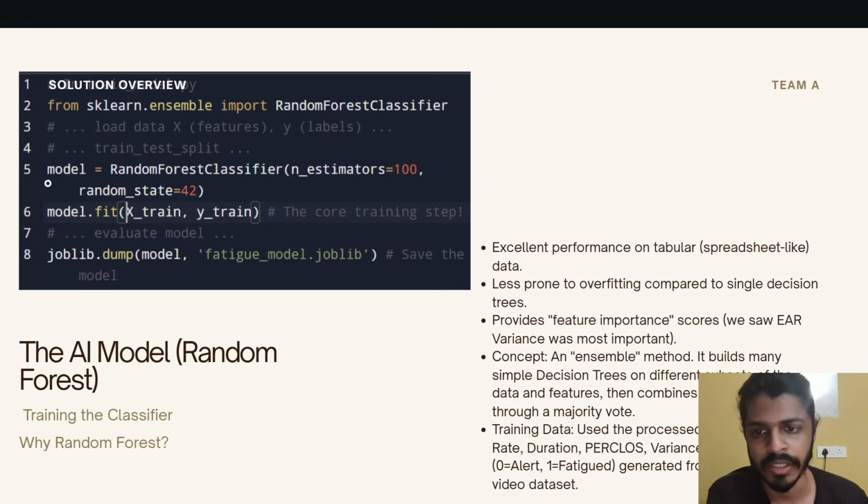First we initialized the random forest classifier model. Then we gave it n_estimators of 100 and random state 42. Then we fed the model with the training data, and then we dumped the model as fatigue_model.joblib. Before moving to the next slide, I would like to explain what random forest and decision trees actually are, because that will explain this slide more.